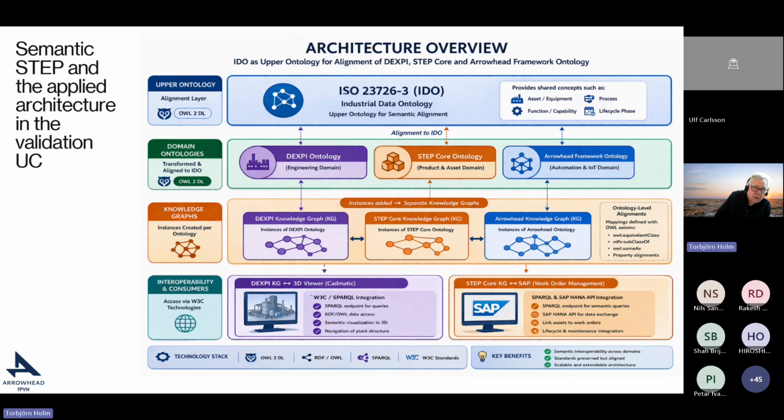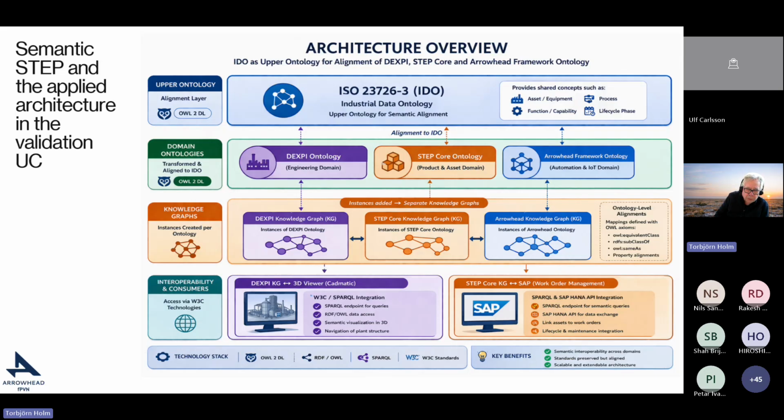So the architecture that we've been using for this validation is that we have an upper ontology, the IDO. Without IDO, a lot of these things would have been very hard, especially if we should come up with our own upper ontology. But that's an OWL 2 DL ontology. It provides shared concepts such as asset, equipment, process, function, capabilities, and so on. And we used this other level, domain ontologies. We used the STEP core ontology, and that's what I will talk about today.